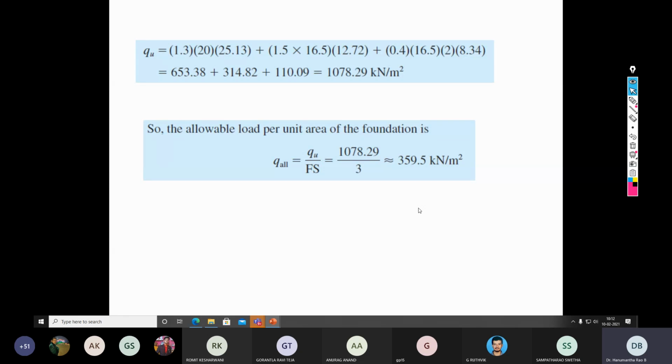So is this problem okay? Any questions? Any questions from this sum?